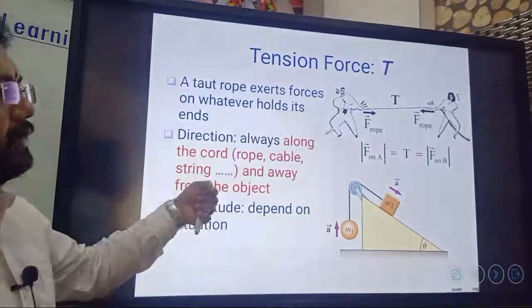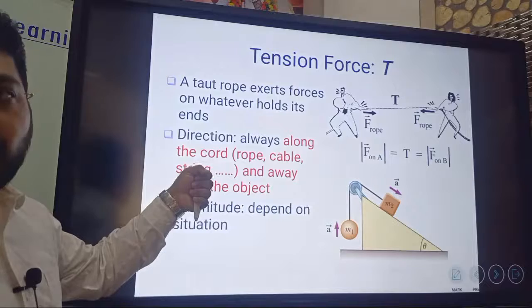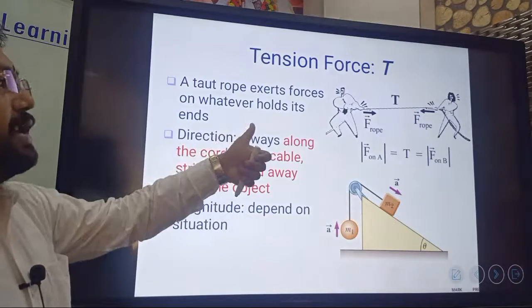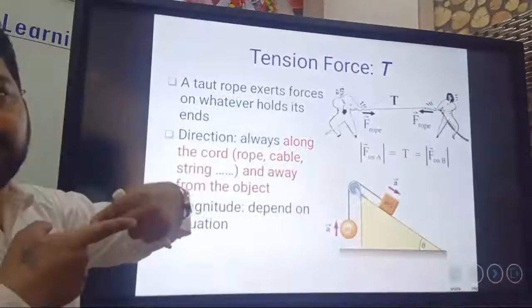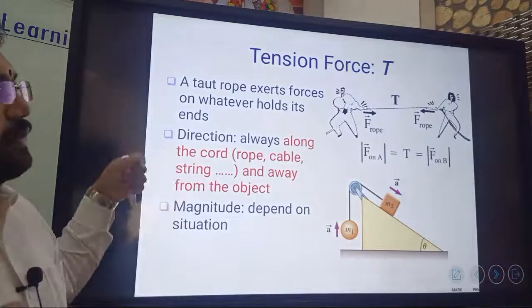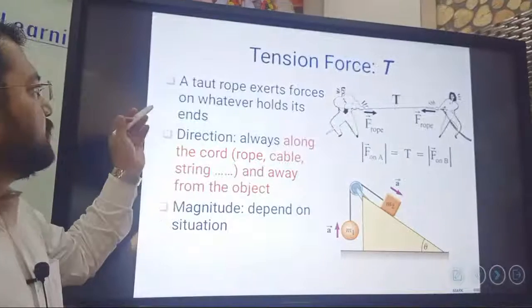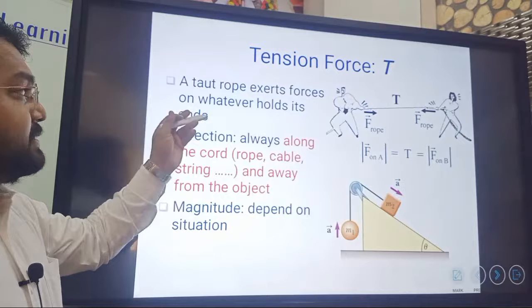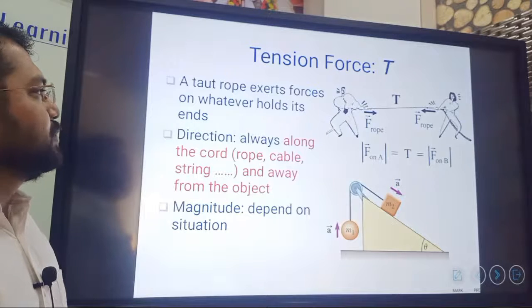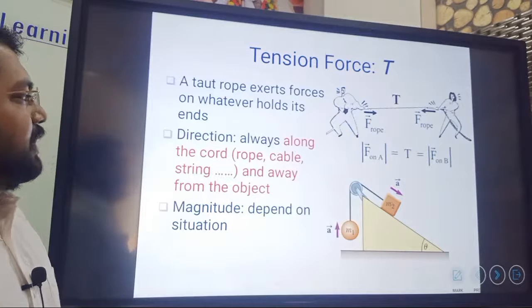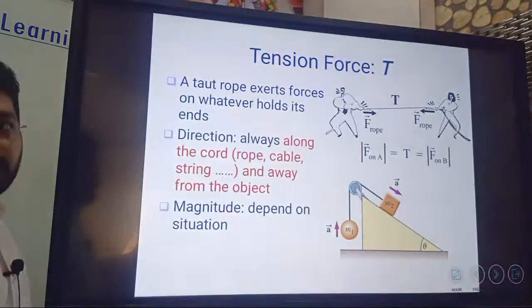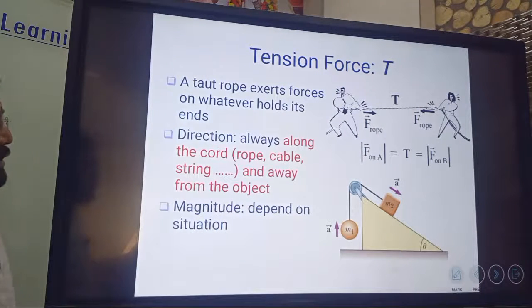Now tension. Two people are stretching the rope from both the ends. So forces are acting towards the center and away from the center. A taut rope exerts forces on whatever holds its ends, direction always along the cord, that is rope, cable, string, and away from the object. Magnitude depends on the situation.